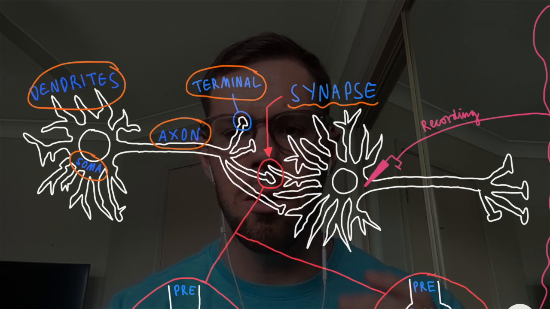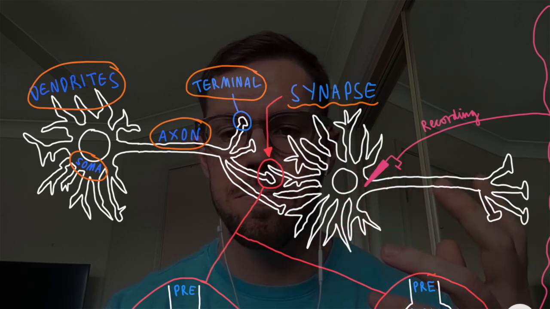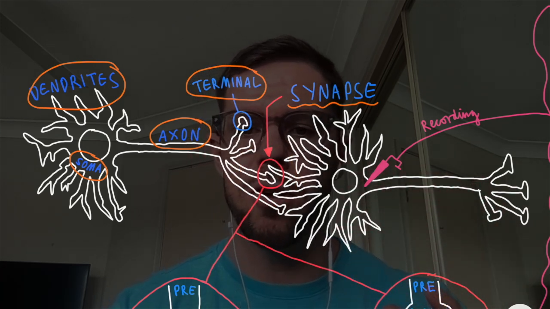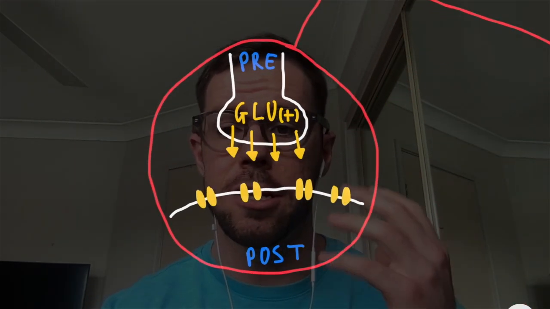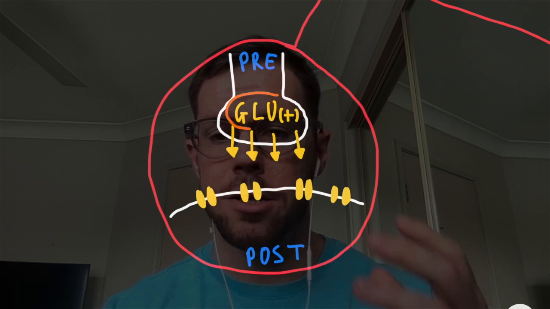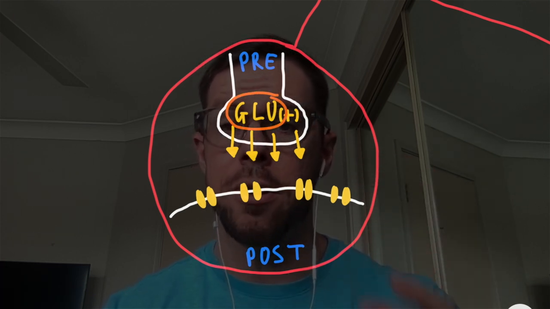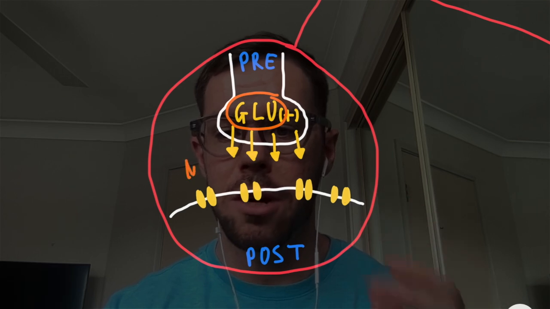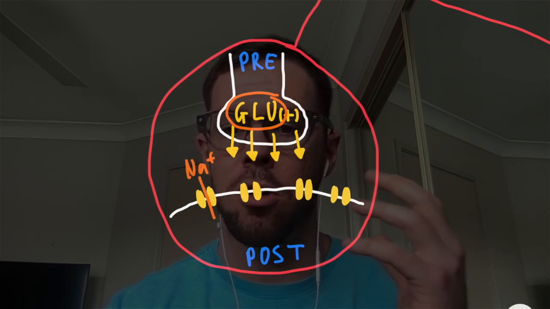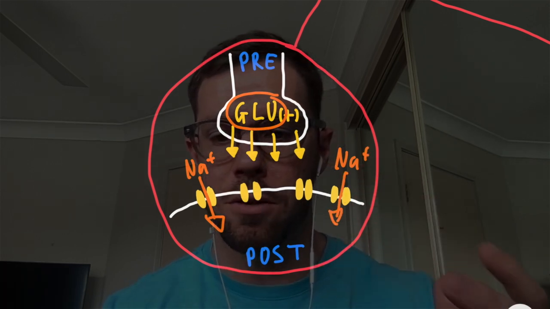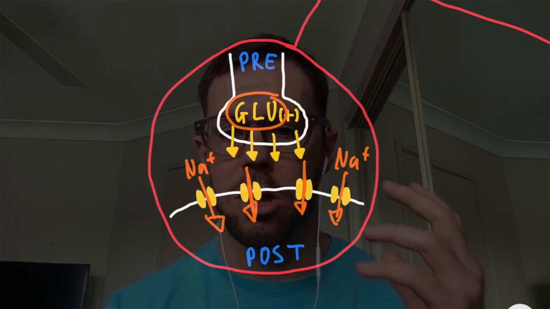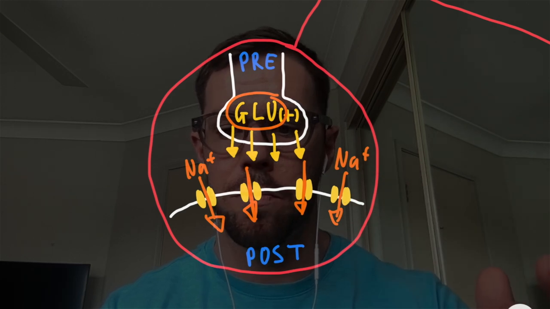Let's zoom in on an excitatory synapse. An example of a neurotransmitter that depolarizes neurons and causes excitation is glutamate. Glutamate binds to postsynaptic receptors that open sodium channels. So whenever glutamate is released, it causes sodium influx, which makes the membrane potential of the neuron more positive and more likely to reach the threshold for an action potential.